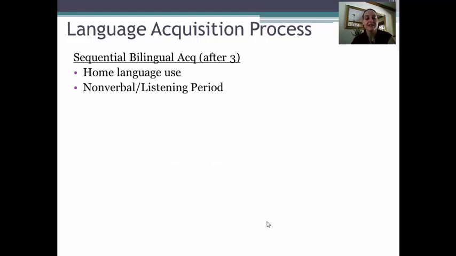So what will happen is they'll enter into a nonverbal or listening period. I like to call this an active listening period because even though it may look like the child is passive or not responsive or not receptive, actually what's going on in the mind of the child is that the child is 100% engaged in everything that is happening around them. They're paying attention and listening to every interaction and language use, either including themselves or if they're witnessing language interaction.